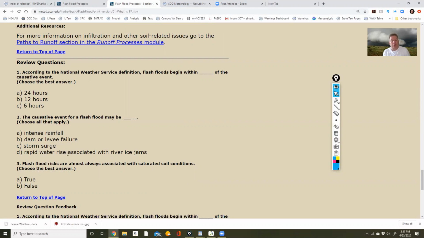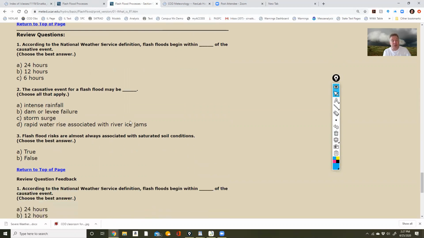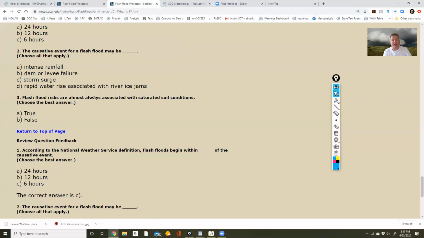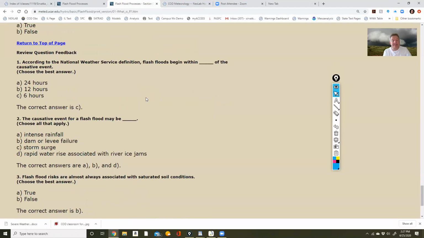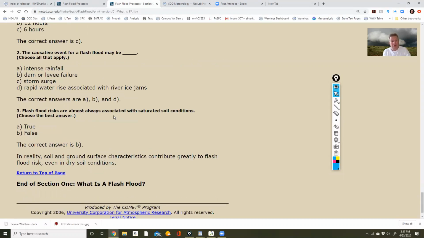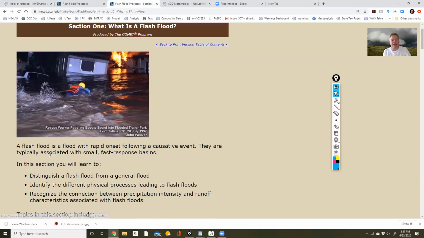But we have rapid water rise associated with river jams. And then flash floods are almost always associated with saturated soil conditions. That is not necessarily true because you can have impermeable surfaces if the surface is droughty, full of drought, right? If it's really dry. Okay, so we go to the end of the page. We can go back to the table of contents.